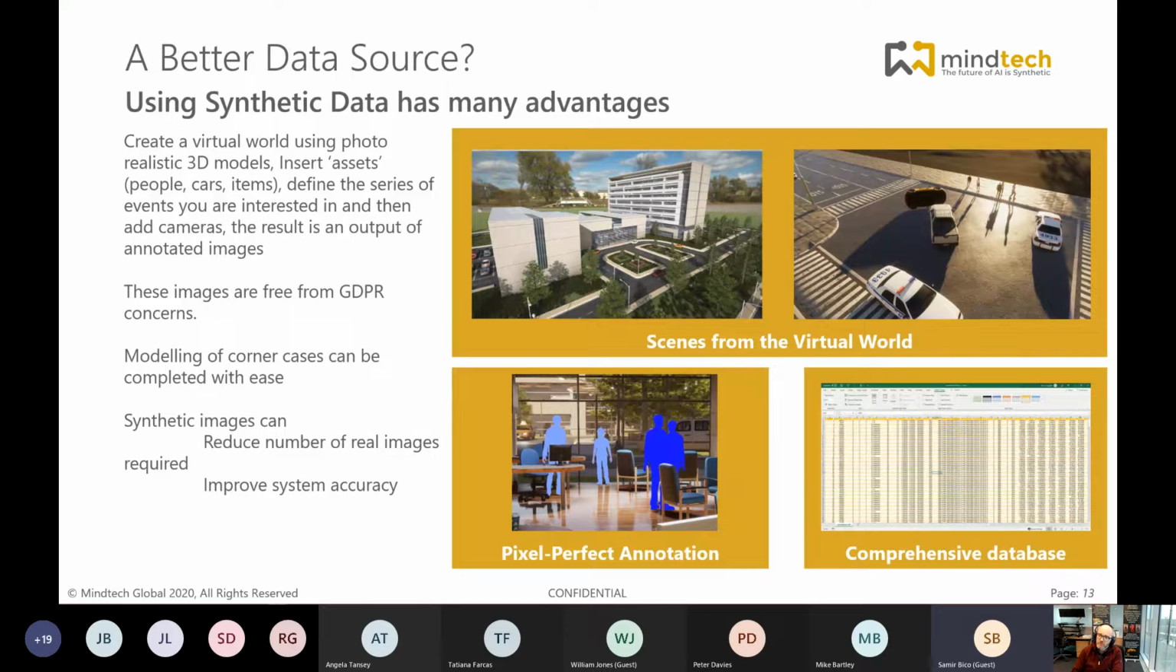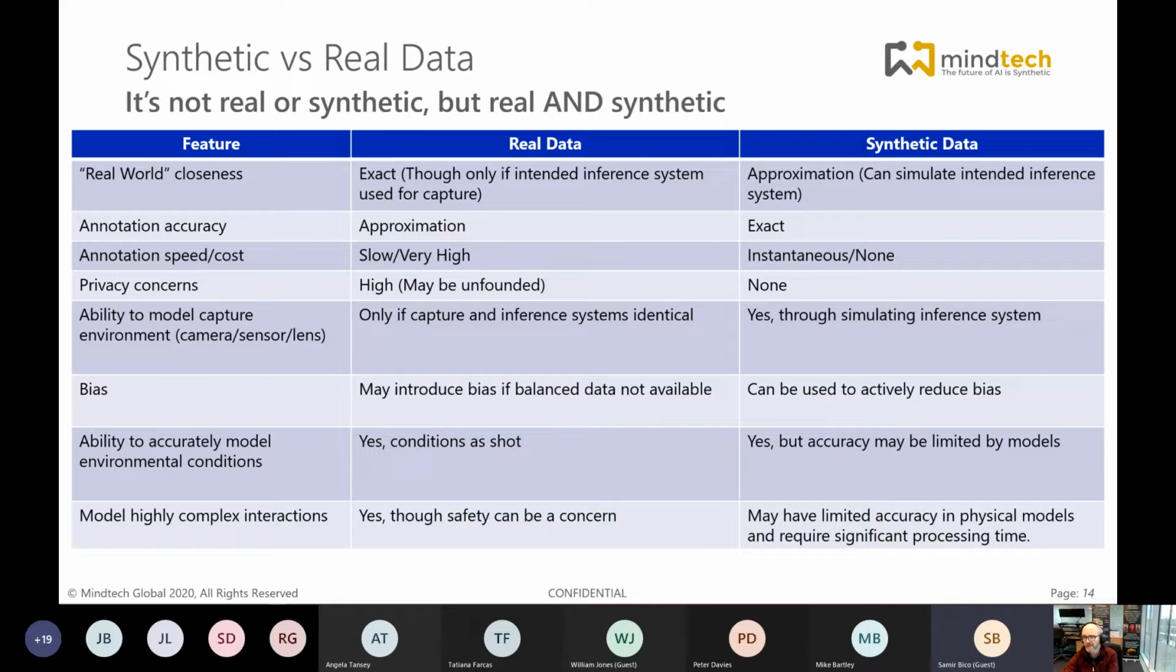One solution to a lot of these issues is the use of synthetic data. So instead of using real world data, we will create a virtual world and use the pixel perfect annotation from that. This has a lot of advantages for us. It reduces the requirement on those real images, so that saves us time and money, and it can improve system accuracy.